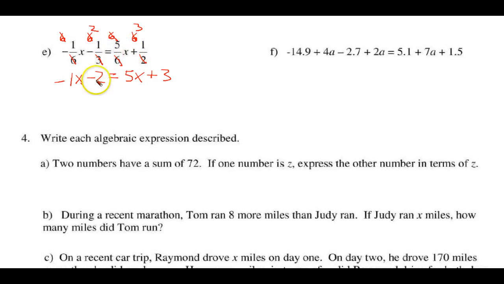Now we want to get all our variables on one side, and we're going to try to keep them positive. So we're going to add a 1x here and a 1x there. That makes this a 6x. This becomes a 0. Now we want to get rid of this by subtracting 3. Subtracting 3. This becomes a negative 5.